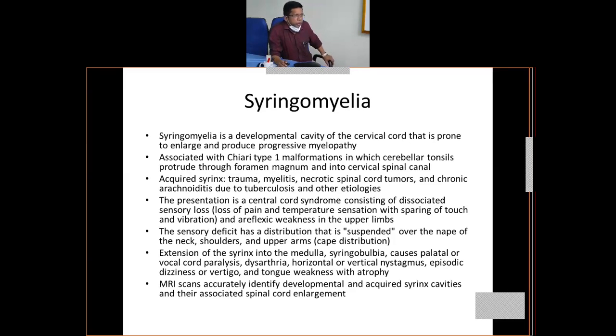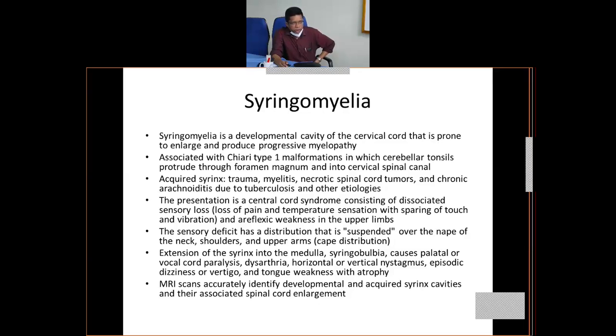Syringomyelia is nothing but the formation or development of a cavity in the spinal cord. It may be acquired or hereditary. The hereditary cause is mostly associated with Chiari type 1 malformations. Acquired syrinx may be due to trauma, myelitis, tumor, or sometimes arachnoiditis. Its presentation is central cord syndrome, consisting of dissociative sensory loss, that is loss of pain and temperature sensation with sparing of touch and vibration. That means loss of the spinothalamic tract and sparing of the posterior column, with areflexic weakness of the upper limb.